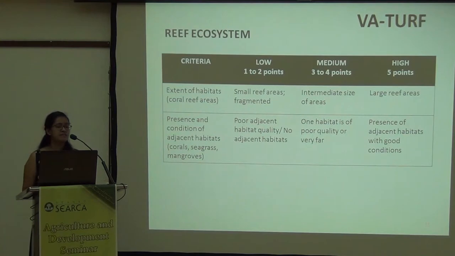For the reef ecosystem, again, we have two. In this, for the extent of habitats, larger reef areas will have higher adaptive capacity, and the presence and condition of adjacent habitats is very important, especially for ontogenetic habitat-shifting species. So those that utilize coral, seagrass, and mangroves in their life cycle.